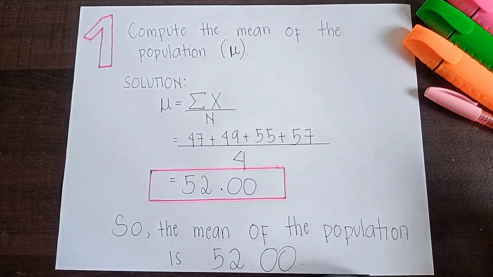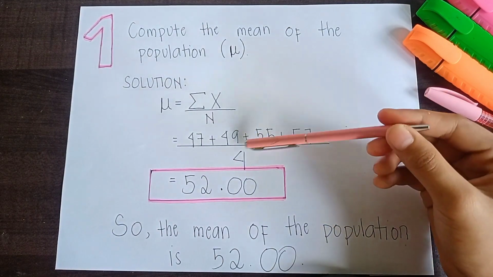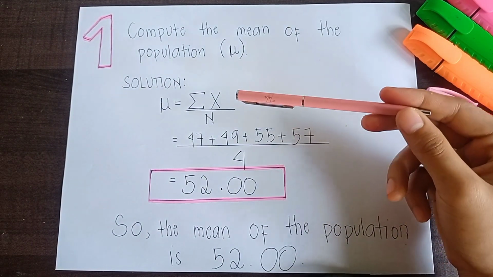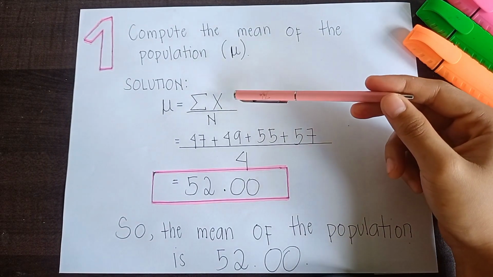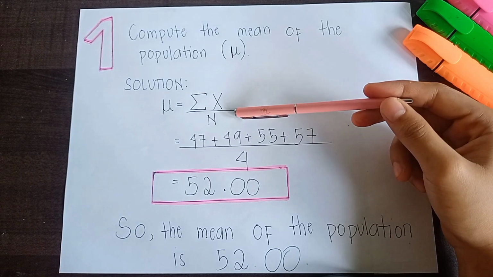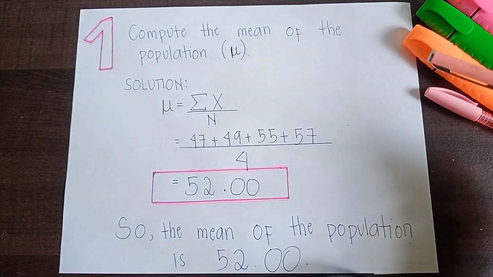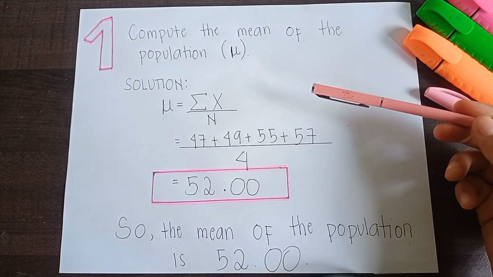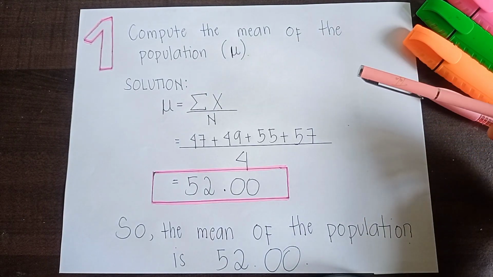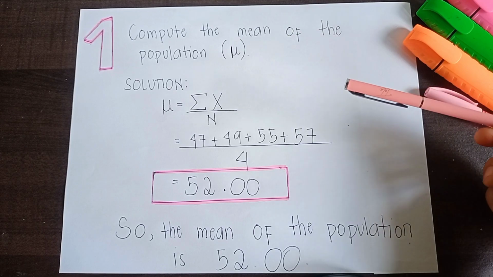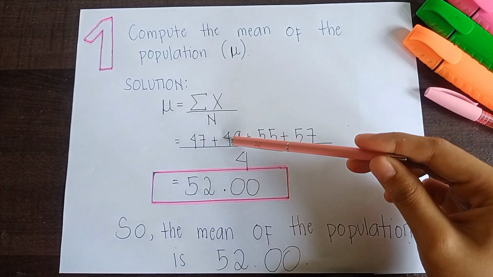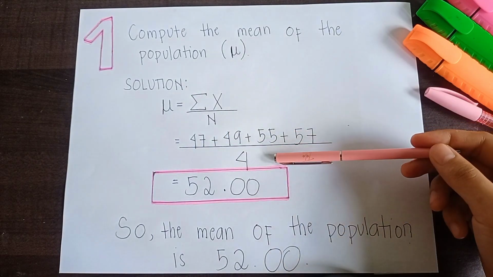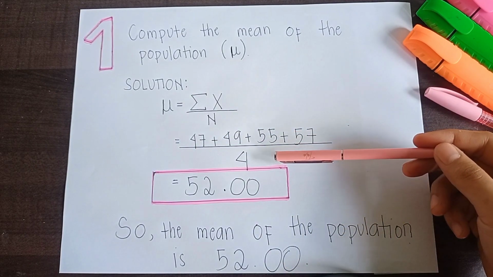Now let's proceed to Step 1. Compute the mean of the population. To do this, we are just going to refer to this formula. Mean equals summation of x divided by n, where x is the data and n is the number of elements. So our x will be 47, 49, 55, and 57, or the elements that we had earlier, and our n will be 4, since we have 4 data: 1, 2, 3, 4. And n stands for number of elements.